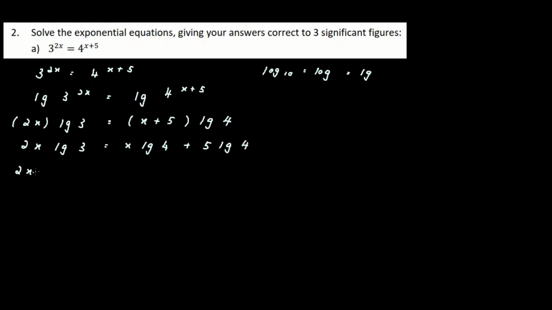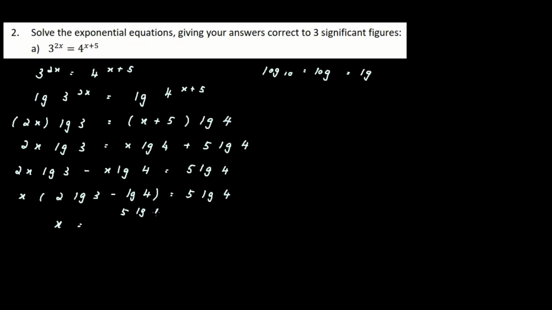So okay, let me just write them together first, so it's easier for you to see later. So 5 log 4. Since I have x in both terms, I can bring it out. So x(2 log 3 minus log 4) equals 5 log 4. Now I want to get my x, right? So I bring the whole thing to become the denominator here. So x equals 5 log 4 divided by 2 log 3 minus log 4.